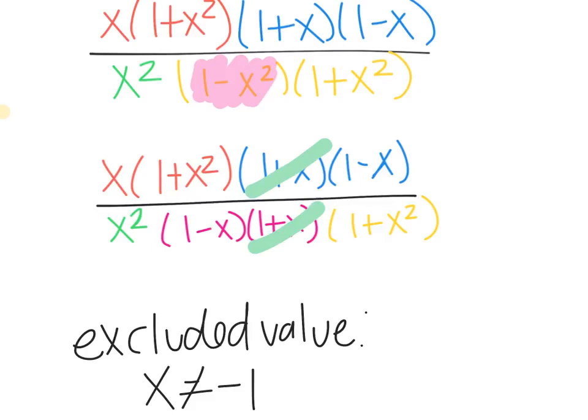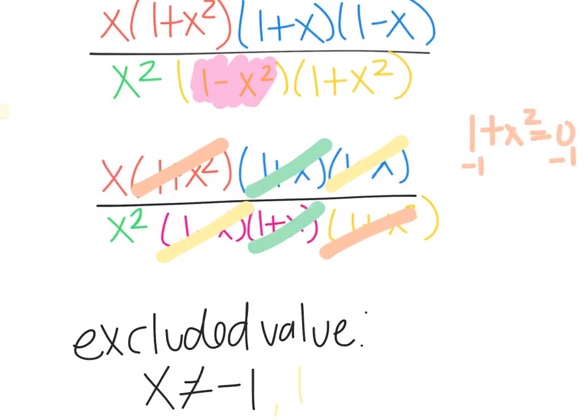There is also going to be a hole at positive 1, because our 1 minus x and 1 minus x are going to cancel. There is not going to be a hole from 1 plus x squared, because if you were to set 1 plus x squared equal to 0, and try and solve that, you would subtract 1 from both sides and you would get x squared equals negative 1.